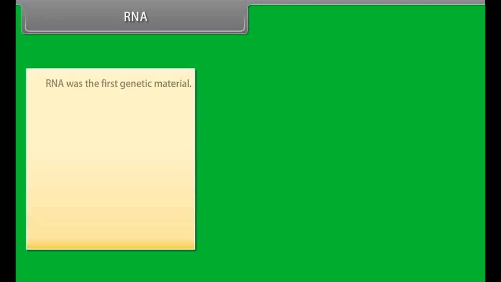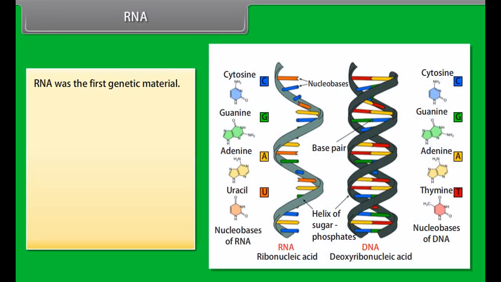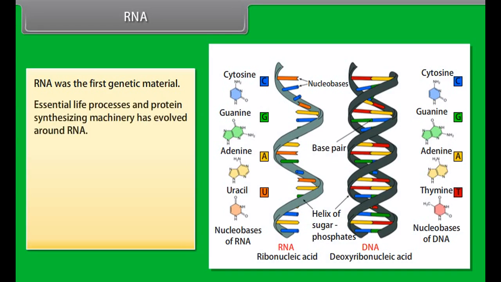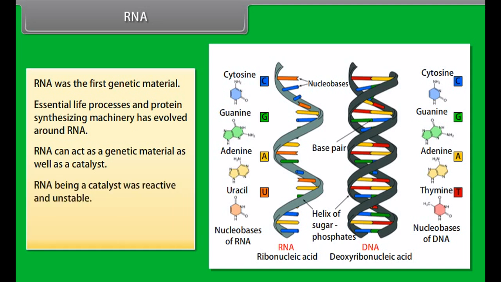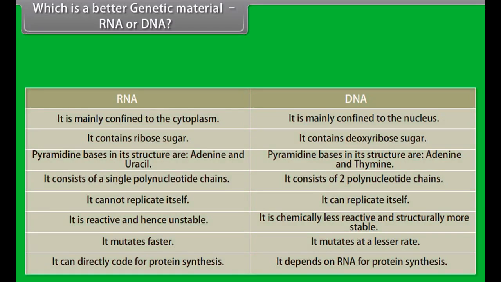RNA. RNA was the first genetic material. Essential life processes and protein synthesizing machinery have evolved around RNA. RNA can act as a genetic material as well as a catalyst. RNA being a catalyst was reactive and unstable. Thus, DNA evolved as a stable genetic material from RNA. Which is a better genetic material, RNA or DNA? These are some characteristics of RNA and DNA.